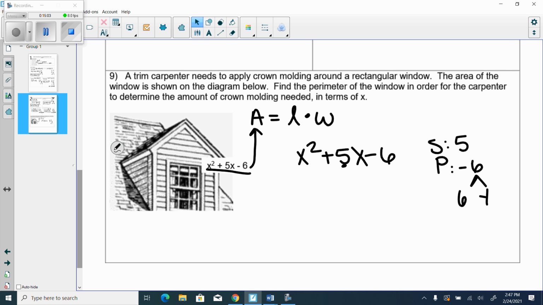Negative 1. Right. The reason our 2 and 3 wouldn't work is because one of them has to be negative, and if we did that, then we wouldn't be able to get 5, right? So here are our factors. We got x plus 6 and x minus 1. And we said, when we broke it down, we needed to be able to find a length and a width, right? So here's my length, and here's my width.